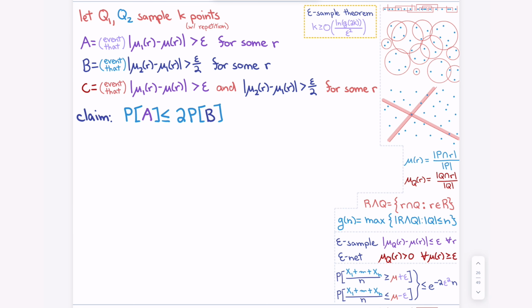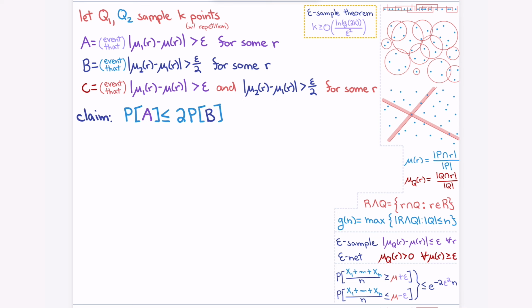All right, so C is actually just a proxy for this claim. The claim is that the probability of A is less than or equal to 2 times the probability of B. Does anyone want to guess how to do this? Some triangle inequality will actually end up playing in, but we need one step to get there, so keep that in mind.